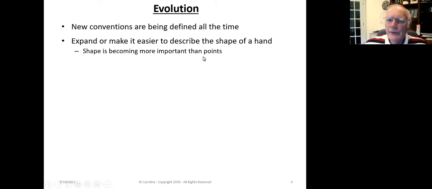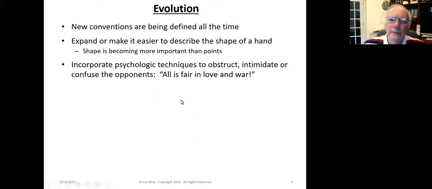So being able to describe different shapes of hands and convey that succinctly to your partner has become a tremendously important part of the game of bridge, because it'll allow you to bid contracts that previously had no way of being determined to be viable, and to make those contracts.